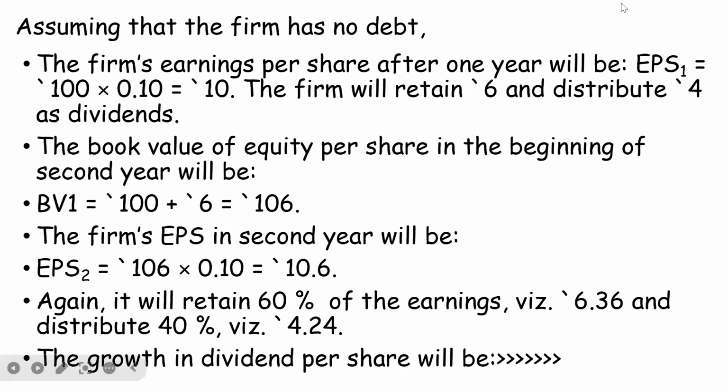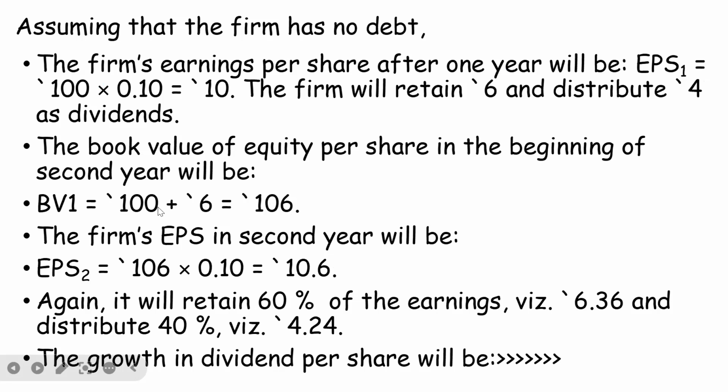Assuming that the firm has no debt, that means no bonds, only equities. The firm's earning per share after 1 year, what will it be? 10% of 100, that is 10. Now, what will the firm do? 60% is the retention ratio, so 6 will be retained, 4 will be distributed. So now the book value of the share becomes 100 plus 6, which is your retention, as 4 is given out.